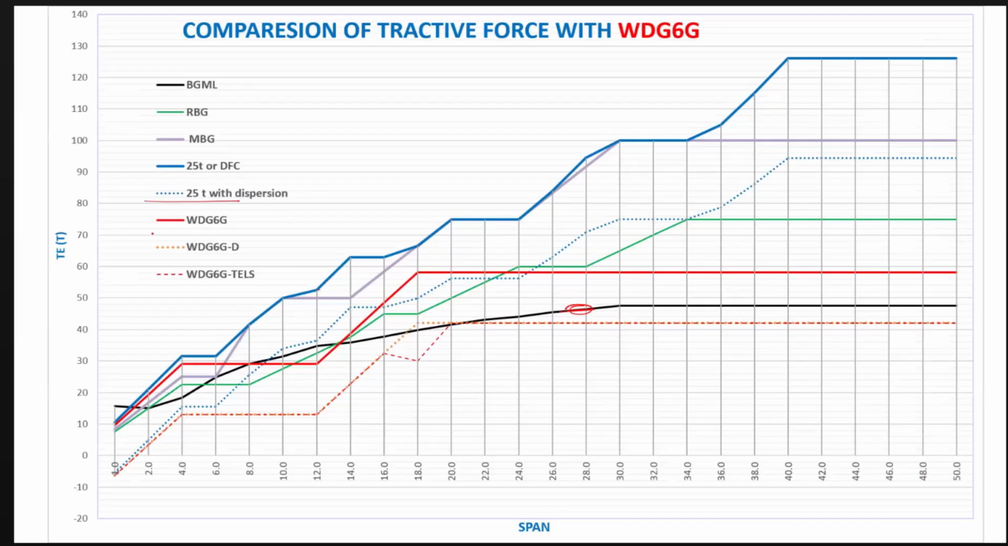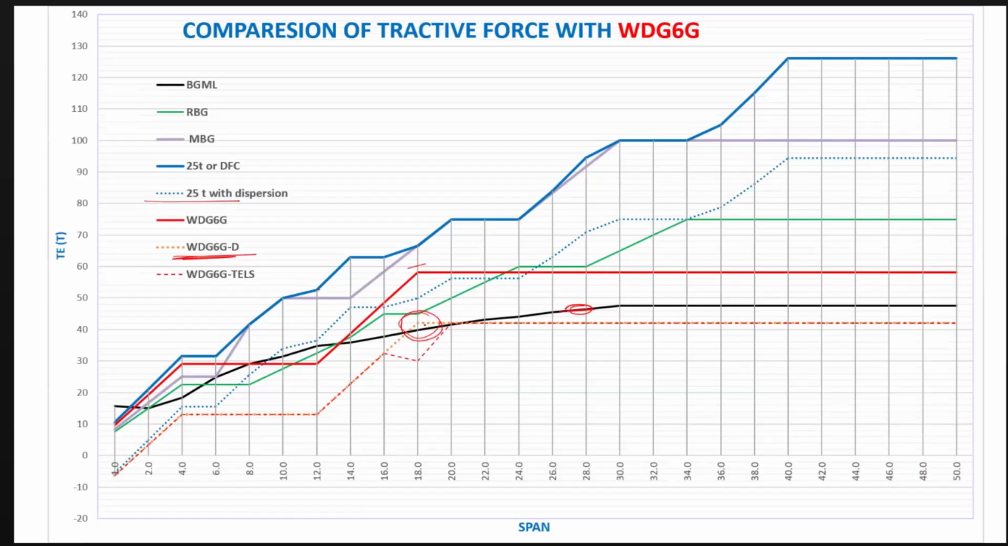Further, WDG 6G is the red color. So you can see the red color line. Initially it is higher, then it becomes lower for the 12 meter, then again it is higher and then higher. But if we apply the dispersion, this is the red color dotted line. This is basically the orange color dotted line. So you can see with dispersion, for all the bridges, after dispersion it is coming down everywhere. Okay, so this is the dispersion, but only 18 meter is going up.